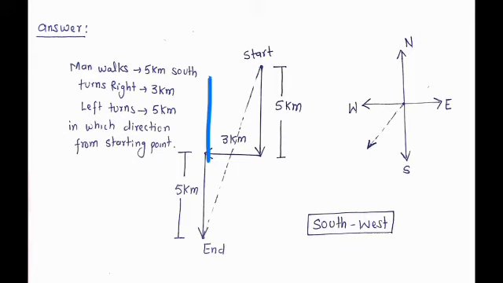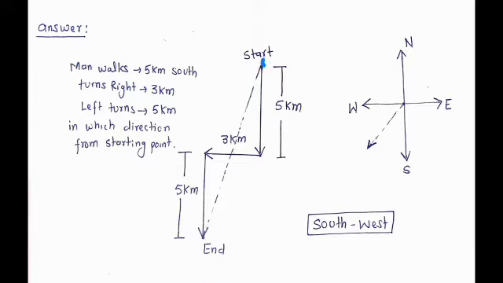So he's saying that he took a left turn and moved 5 kilometers. So from this point to this point, let's suppose this distance is 5 kilometers. So he started like this, took a right turn, took a left turn, and he moved from this point to this point. Okay, so this is the end point. Now he is asking in which direction is he with respect to starting point. It means my end point is in which direction with respect to starting point.